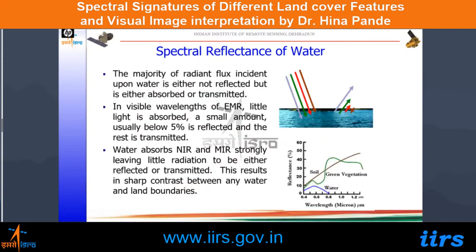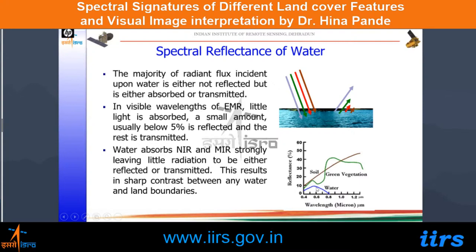Let us see. So for water in the visible wavelengths of the electromagnetic radiation, very little light is absorbed. So a small amount, usually below 5%, we saw that in the curve, is reflected and the rest of it is transmitted. So it is a gray reflected, gray signature that we see.